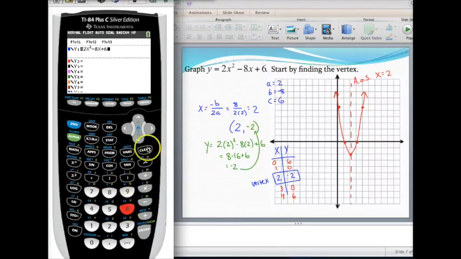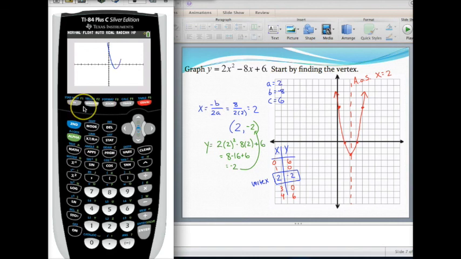And if I were to hit graph right away, I could see what it looks like. I see that it matches up to what we drew by hand. There it goes, very slowly. And so yeah, that looks like what we did, but let's go ahead and be a little more accurate with this. So the first thing I want to do is find the vertex. Just like we found the vertex by hand, I want to find the vertex using the calculator first.